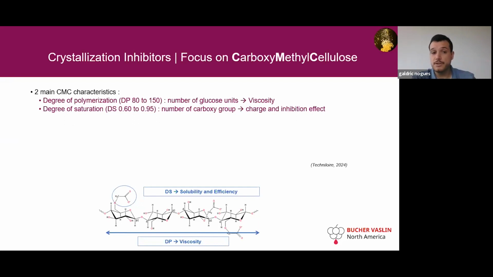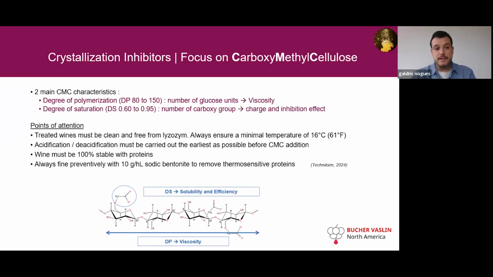When it comes to the degree of saturation, which is the second point of the CMC, we'll have a saturation degree between 0.6 and 0.95, which corresponds to the number of carboxy groups which are charged, and they represent an inhibition effect. So it's the efficiency of the CMC that we can look at with this saturation degree. When you look at the CMC chain at the bottom of the slide, the solubility and efficiency are given by the degree of saturation. And when it comes to the viscosity, the usability of the CMC, this is the degree of polymerization that you have to look at.